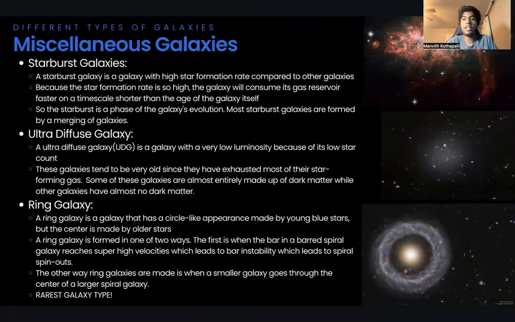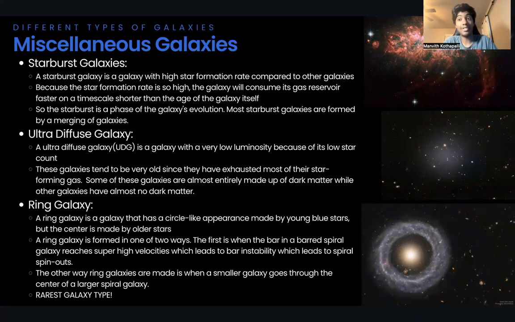Now, we'll be talking about miscellaneous galaxies. The first type of miscellaneous galaxy is a starburst galaxy. A starburst galaxy is a galaxy with a high star formation rate compared to other galaxies. For example, the Milky Way galaxy has a star formation rate of 3 solar masses per year. Starburst galaxies, on the other hand, have star formation rates of up to 100 solar masses per year. One solar mass is equal to the weight of our sun.